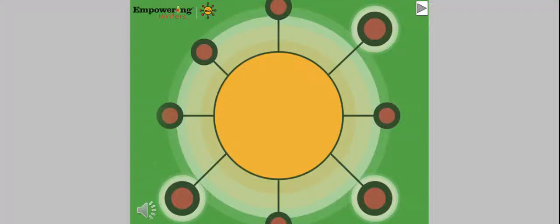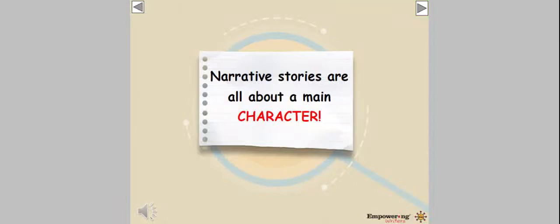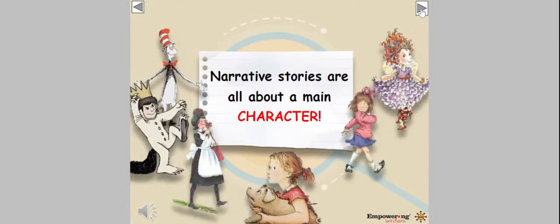Hey everyone, today's writing lesson is all about the main event. Narrative stories are all about a main character. Notice all the photos of the main characters here. I bet you've read stories about the Cat in the Hat or Amelia Bedelia.